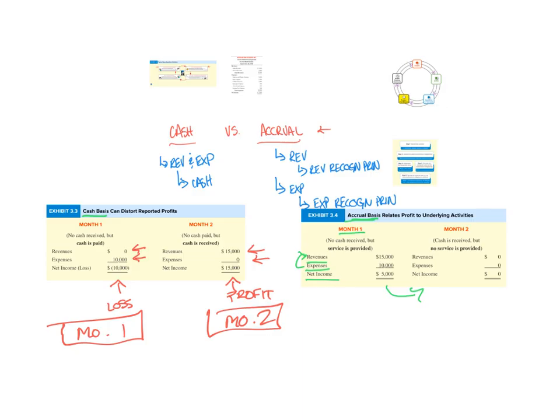But if we're not using cash, or at least cash timing, in order to determine when revenues and expenses take place, you might be wondering, how did we know to record the revenue or the expense in that month 1? And that's where it leads us to a conversation about the revenue and expense recognition principles.